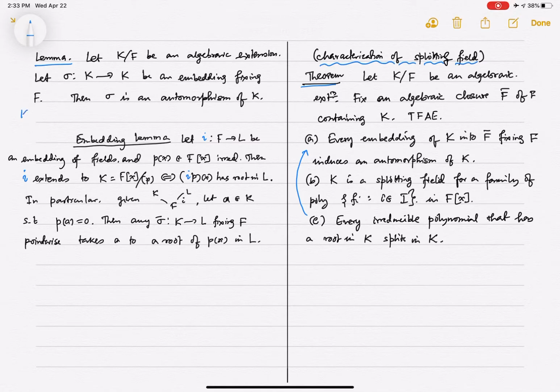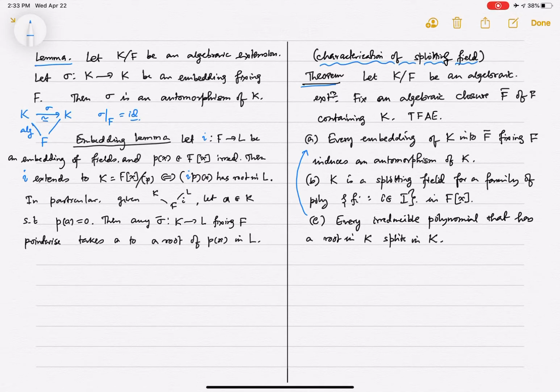It says that if you have any algebraic extension K over F, you take any embedding sigma from K to K, fixing F pointwise, then sigma is actually an isomorphism. Embedding means injective homomorphism of fields. So injective homomorphism of rings.